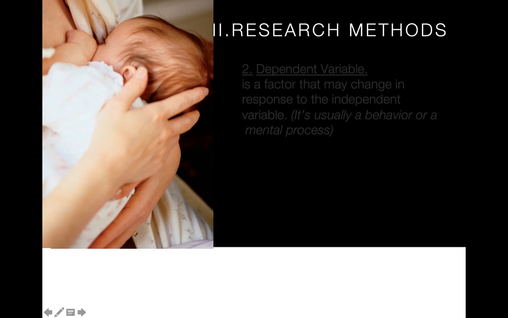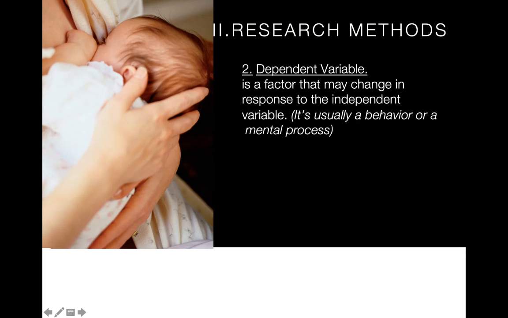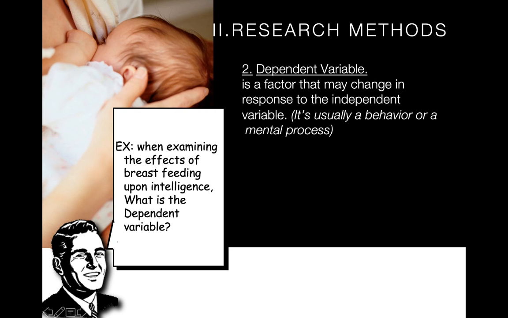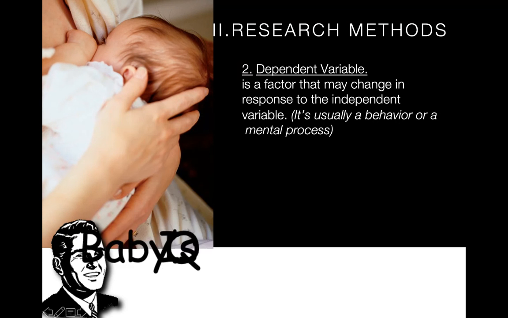Whereas if you were to talk about the dependent variable, this is the factor that changes in response to the independent variable. So if your independent one is the one you're manipulating, dependent is the one that will be affected. So in this case, when examining the effects of breastfeeding upon intelligence, what is the dependent variable? You should think the baby's IQ, because that will be directly affected by the amount of breastfeeding that is taking place.